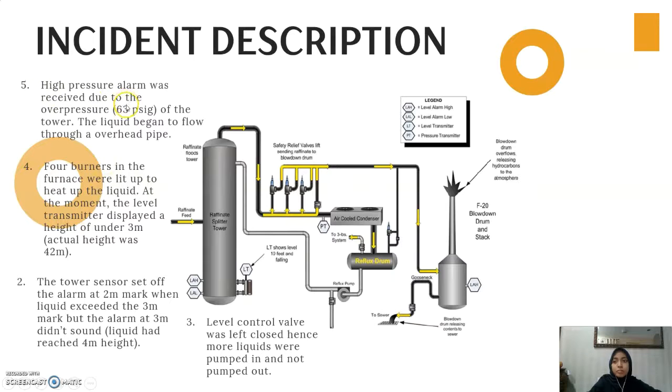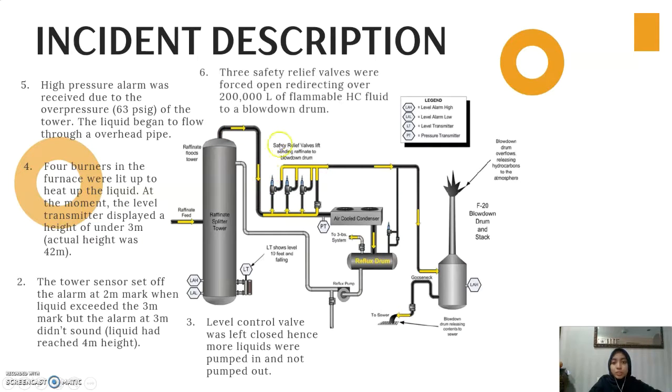Next, a high pressure alarm was received due to the overpressure. This caused the liquid to overflow through the overhead pipe. So this is the overhead pipe. When it flows down, it reaches the safety relief valves. The 3 safety relief valves were forced open, redirecting over 200,000 liters of flammable hydrocarbon fluid to the blowdown drum. As you can see from the arrow here, all 3 valves are forced open, and then the flow goes into the blowdown drum.